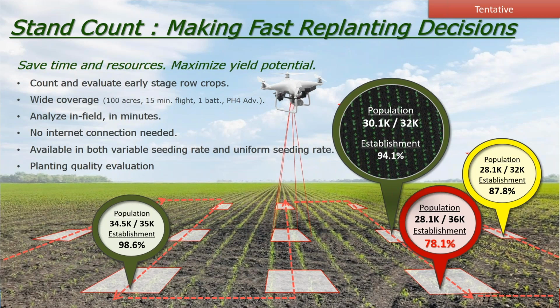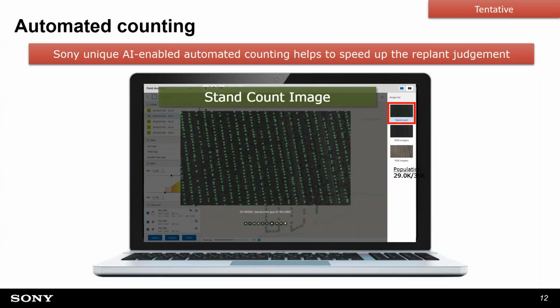And with this flight, you have a number of sampling points, and that data can be analyzed in the field in minutes without any internet connection. This solution is available for both variable and uniform seeding rates. So that's the solution we bring. As I mentioned, if you have a lot of sampling points, it's always a challenge to count. But at that point, Sony's unique AI-enabled automated counting helps to speed up the replant judgment.